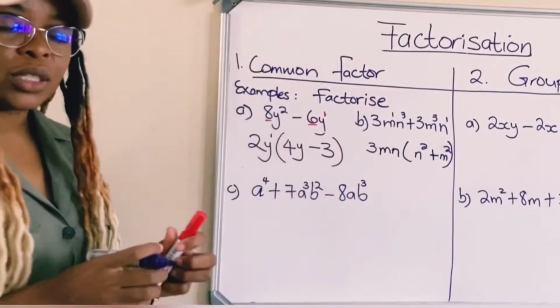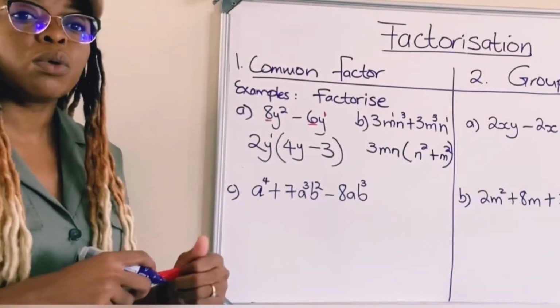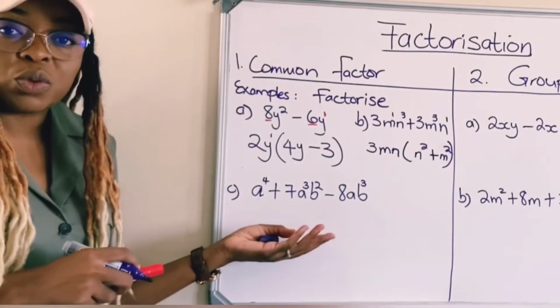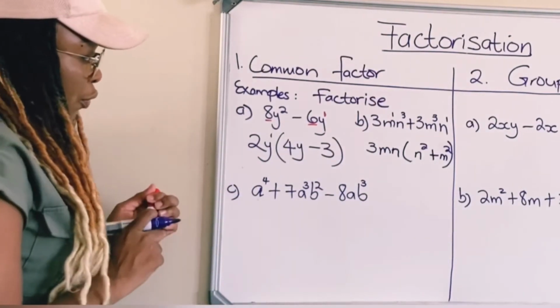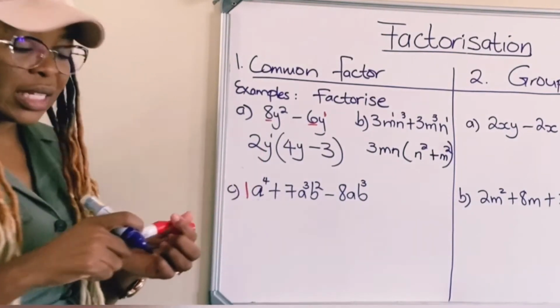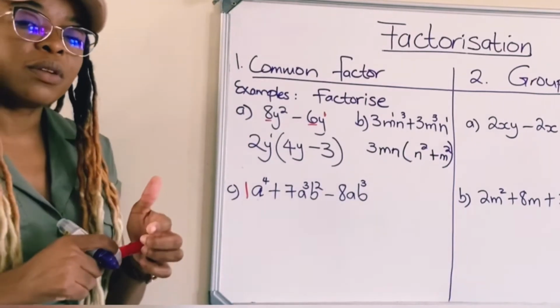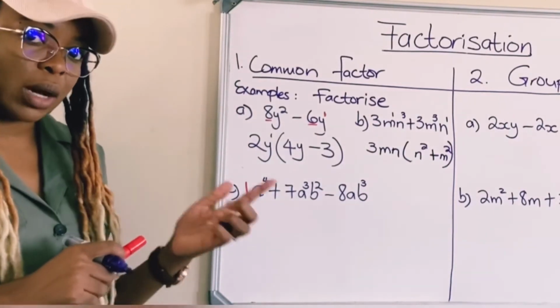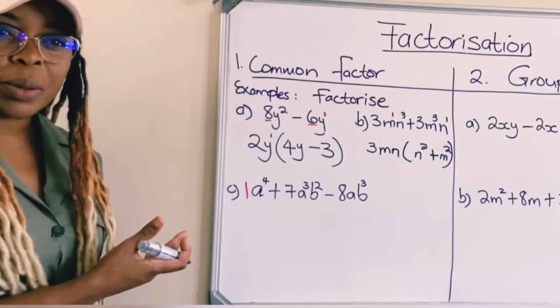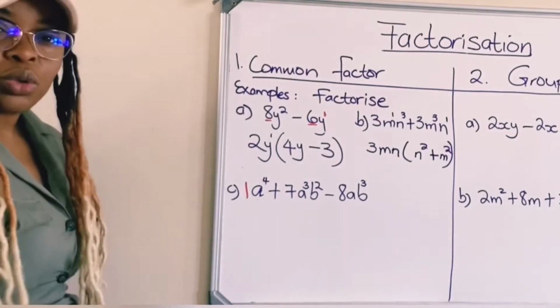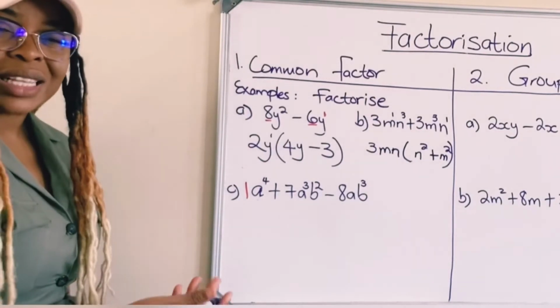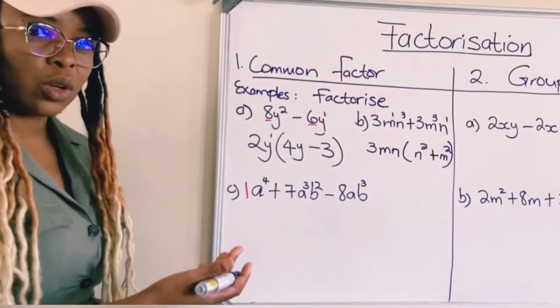Then we go to the last one. We now have 3 terms, so it doesn't mean we'll always just have 2 terms. We could even have 5 terms for a common factor. So here we have 3 terms. We now ask ourselves, so our coefficients are 1, 7, and 8. The only common factor of 7 and 8 and 1 is 1. So it does not serve any purpose to use a 1 outside there. So what I'm going to do is go straight to my variables, because obviously the coefficients do not have a highest common factor.